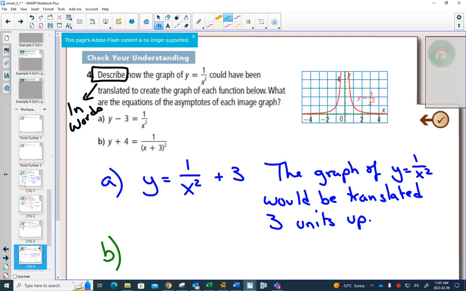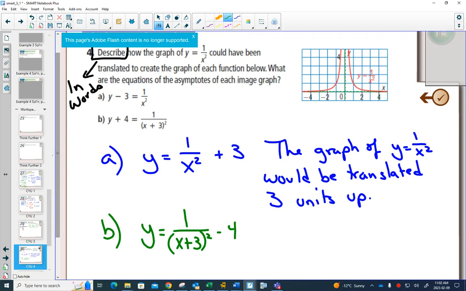In part B, again, I'm going to rewrite it by moving that 4 over to the other side. And here we have a minus 4 outside of the function. That's going to move it down 4. We also have a plus 3 inside of the function. And that plus 3 inside of the function is going to move it 3 units to the left. So we can describe this in words.